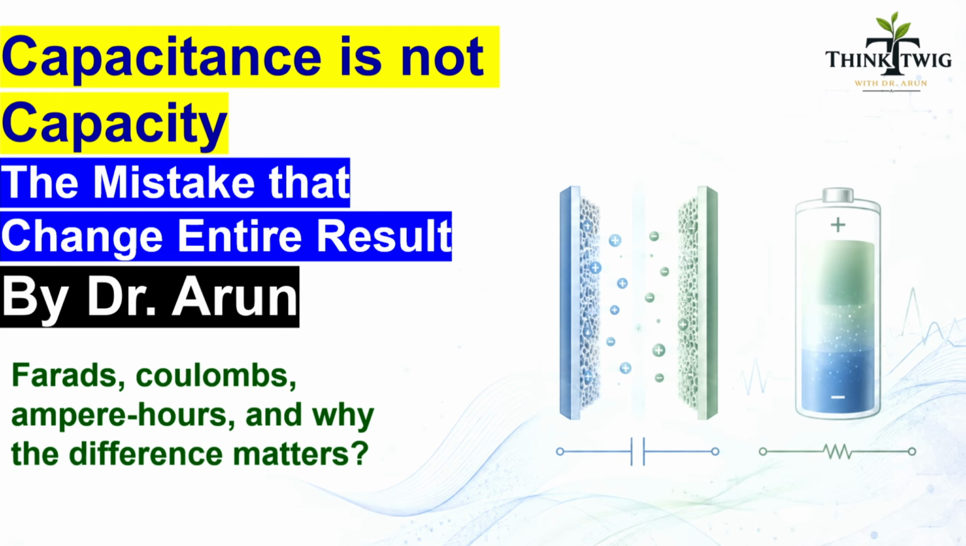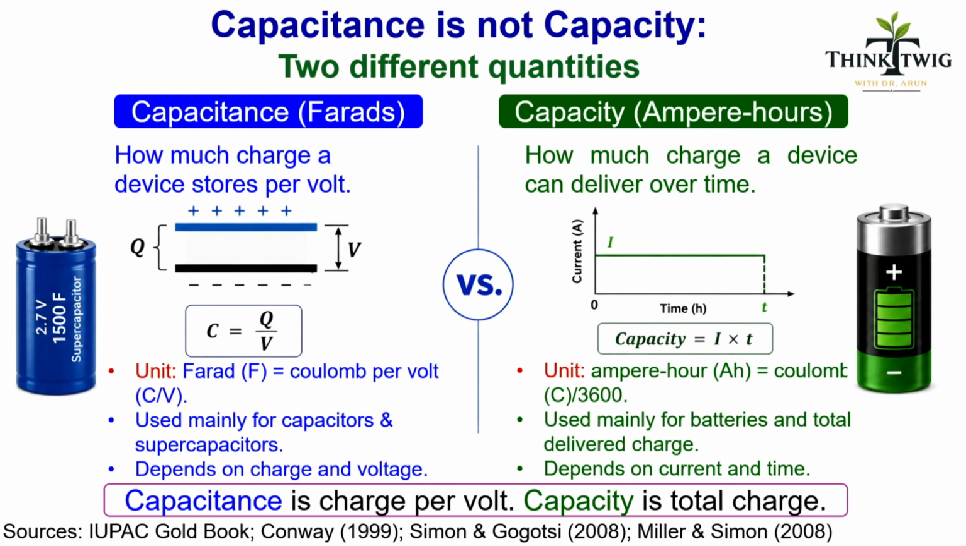So let us begin with the most basic difference. Capacitance is not capacity. So let us first keep both terms side by side. On one side we have capacitance. On the other side we have capacity. So start with the capacitance.